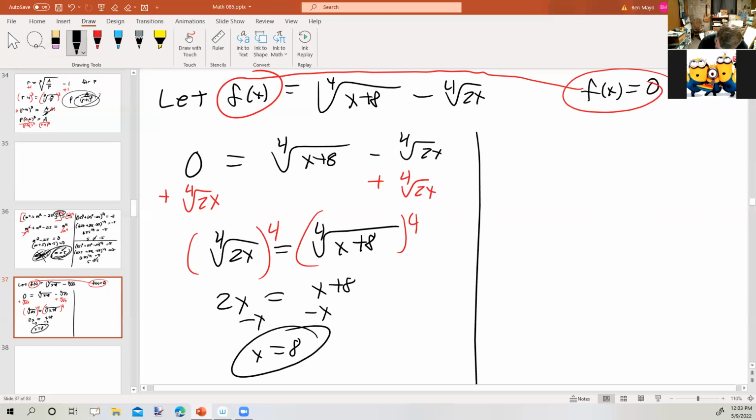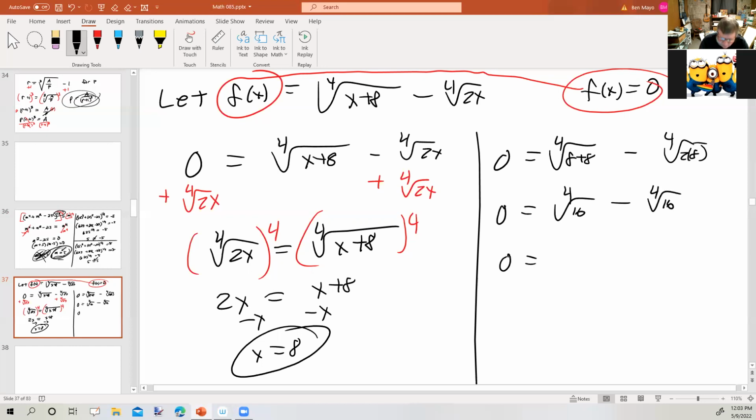Let's check our work. 0 equals 4th root of 8 plus 8 minus the 4th root of 2 times 8. 0 equals the 4th root of 16 minus the 4th root of 16. Well, the 4th root of 16 is real. It's actually 2, and 2 minus 2 is 0. So 0 equals 0. It checks.